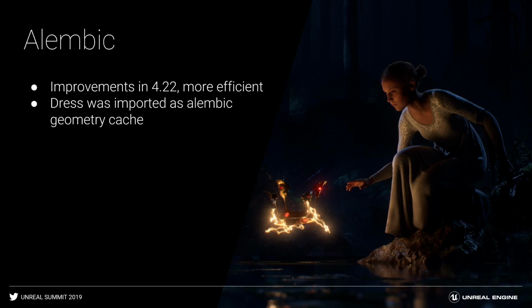Another thing that Goodbye Kansas was able to use effectively was Alembic caches. These got major improvements in 4.22. In fact, large Alembic caches are something like an order of magnitude faster now. For this project, the dress was actually simulated in Houdini, but imported as an Alembic cache for each shot. So this is a pretty big feature for your traditional VFX studios.